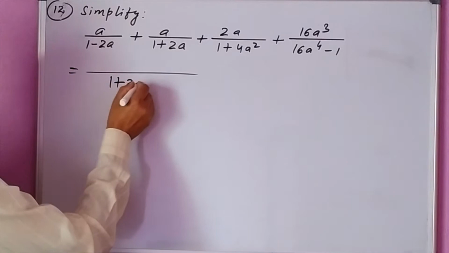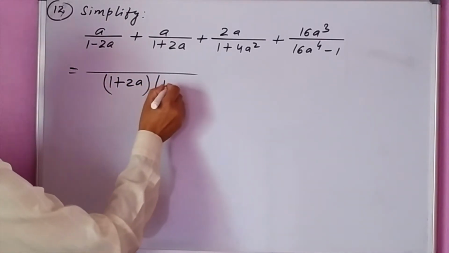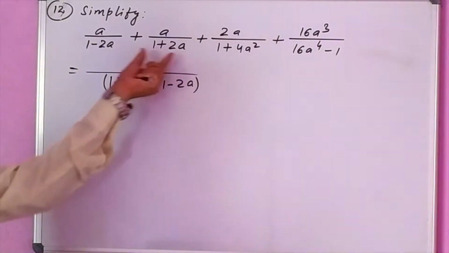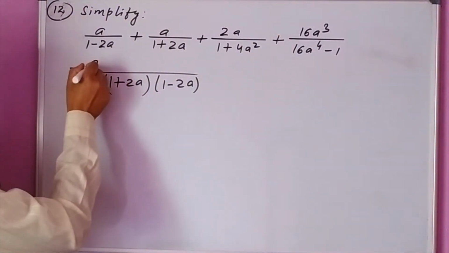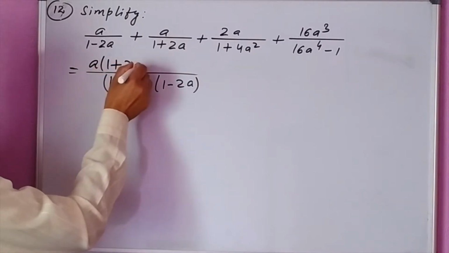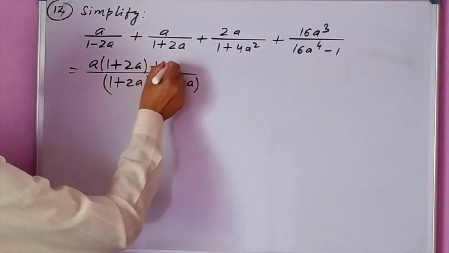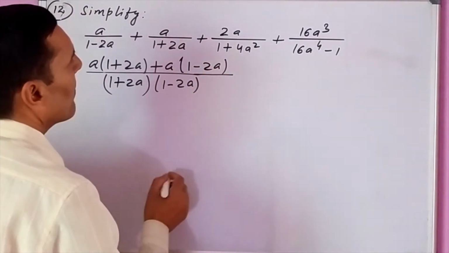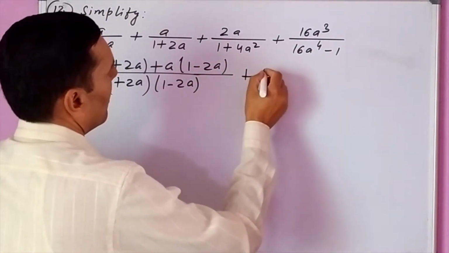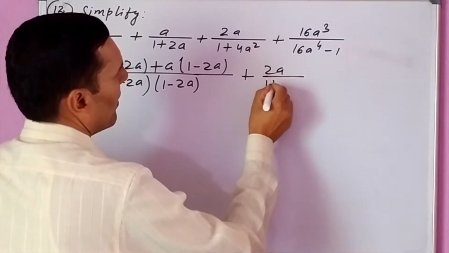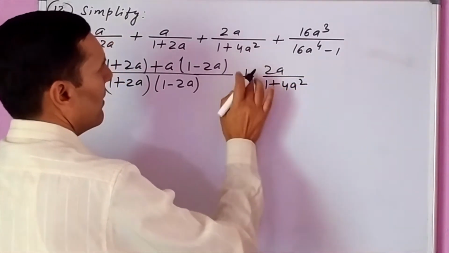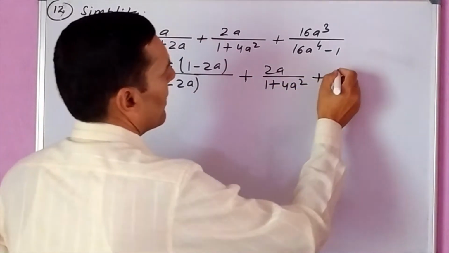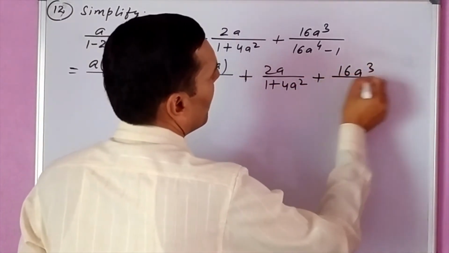So 1 plus 2a times 1 minus 2a is the LCM of the first two denominators. With this a, 1 plus 2a, and with this a, 1 minus 2a are multiplied. Now the third term, 2a upon 1 plus 4a square, stays as it is, plus 16a cube upon this denominator.